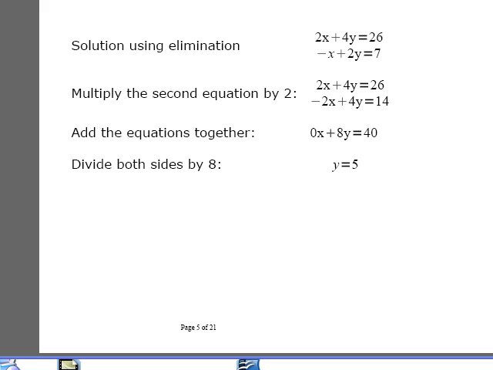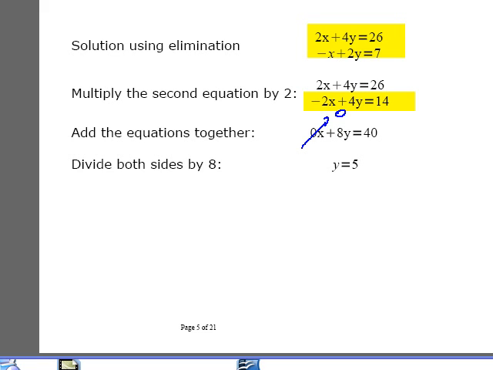Now I want to use the method of elimination. And to do that, again, here are my original equations. I multiply the second equation by 2, so I get a new second equation here. Then I add the 2 equations together. The x's, of course, I get 0 x's, but that drops out. And I have 8y equals 40. I divide both sides by 8, and I get y equals 5.